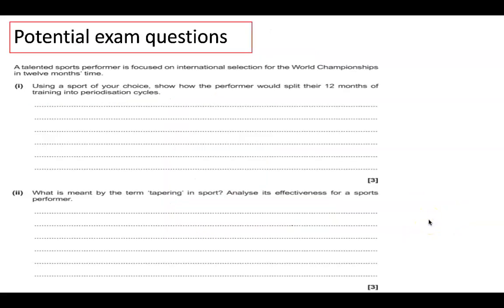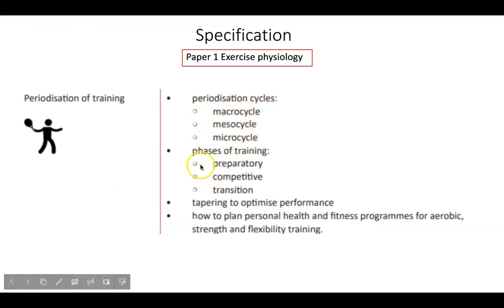Type of questions that you might be getting in terms of your exam. Here we have a 3 marker. A talented sports performer is focused on international selection for the World Championships in 12 months' time. Using a sport of your choice, show how the performer would split their 12 months of training into periodisation cycles. So for that one, you are discussing the cycles.